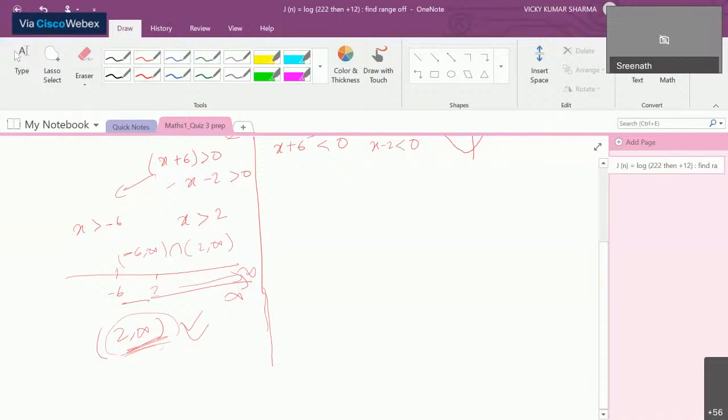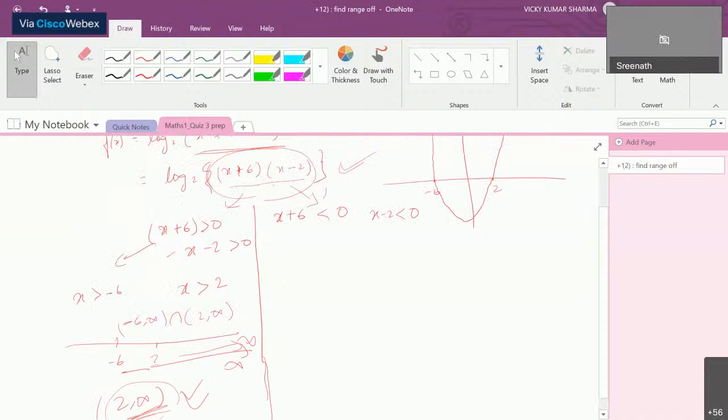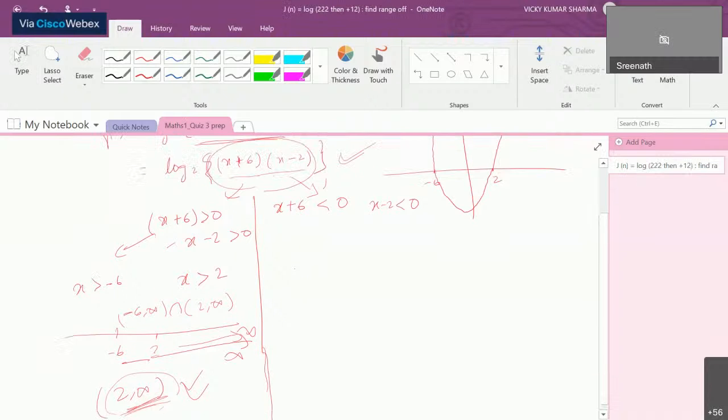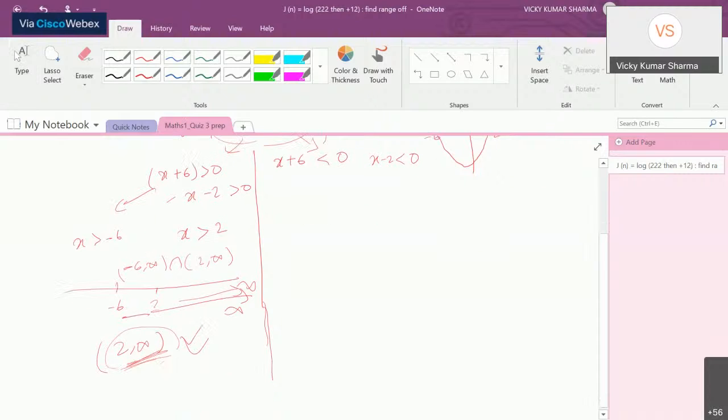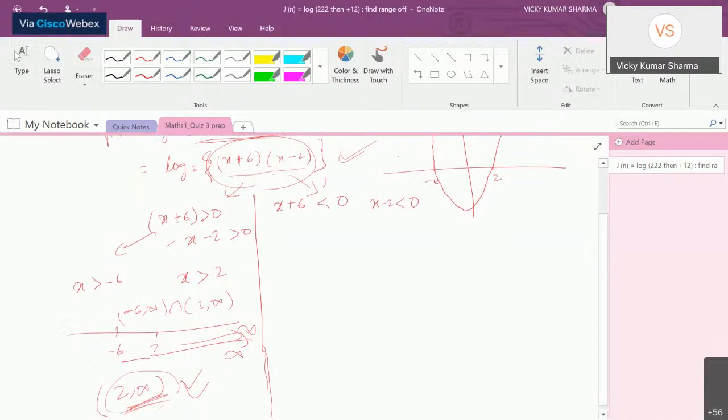Sir, for values between negative infinity and negative 6, the values will also come positive. No, it's not going to happen. Let us take x equals minus 5 here. Sir, minus 10. Take minus 10.